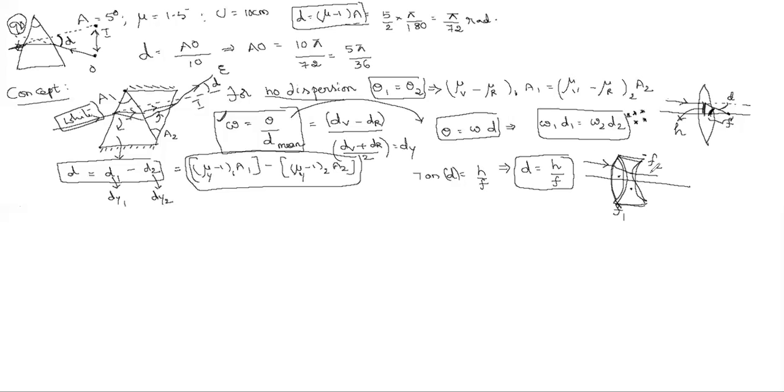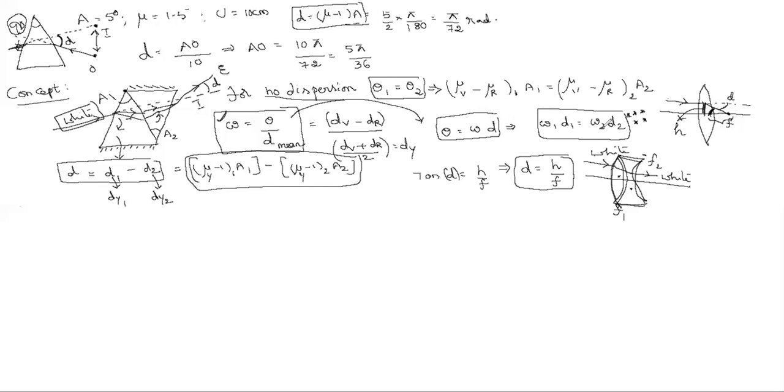White as white, means are you finding any dispersion here? No, sir. Whatever happened in the first lens, the same thing happened in the second also. So no dispersion means what condition do I have to take? Theta 1 equals theta 2. In this case, I am taking omega 1 d1 equals omega 2 d2.